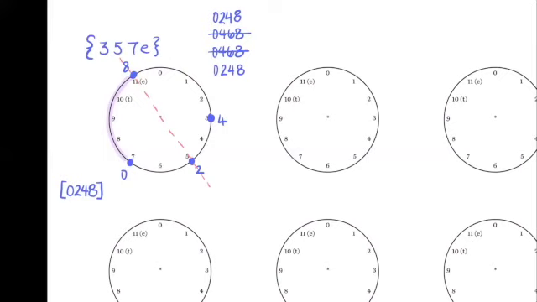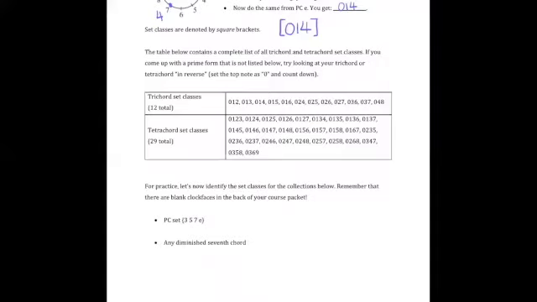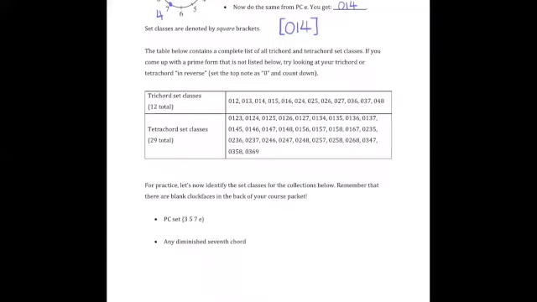Just to double check myself then, I'm going to look on my handy chart. 0, 2, 4, 8 is in fact there. That doesn't mean I didn't screw something up. It just means that I didn't screw it up in a way that I got a set class that didn't exist. You could still get it wrong when you have something on the chart, just so we're clear.